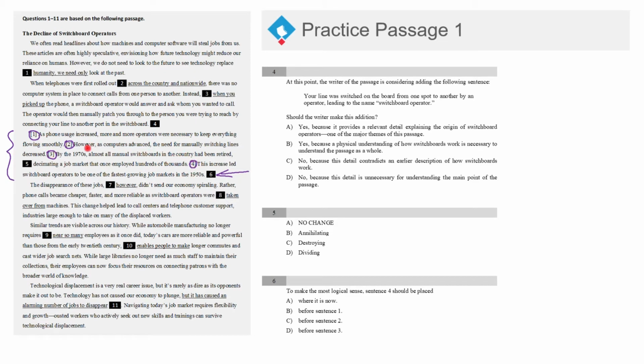Anytime you see these kind of little markers in the paragraph itself, it's a reasonable bet that they're going to ask you about the order of the sentences in that particular paragraph. That's just when the sentences are numbered. If the paragraphs are numbered, they'll ask you about the paragraphs, but if the sentences are numbered, they're going to ask you about the sentences. So in this case, they're asking us if sentence 4 should be where it is now or it should be placed somewhere else.